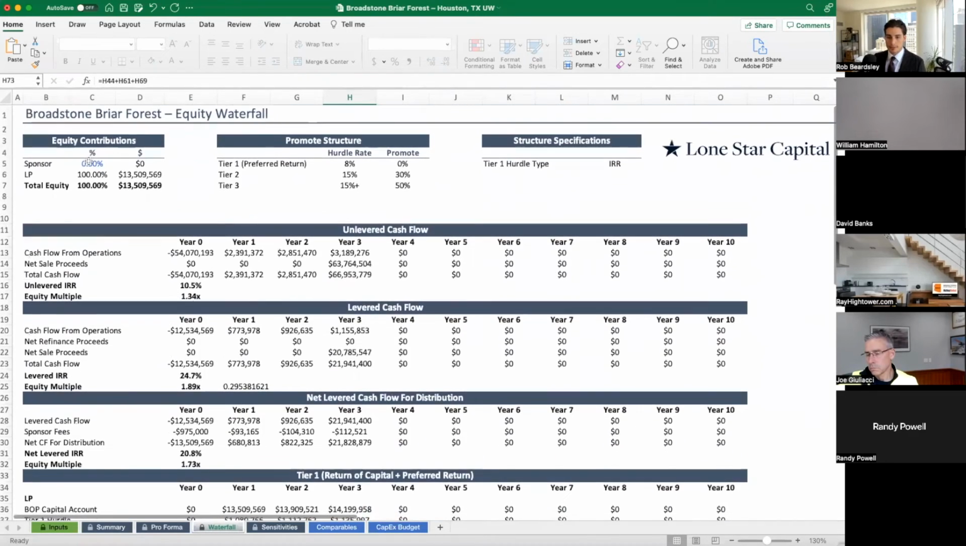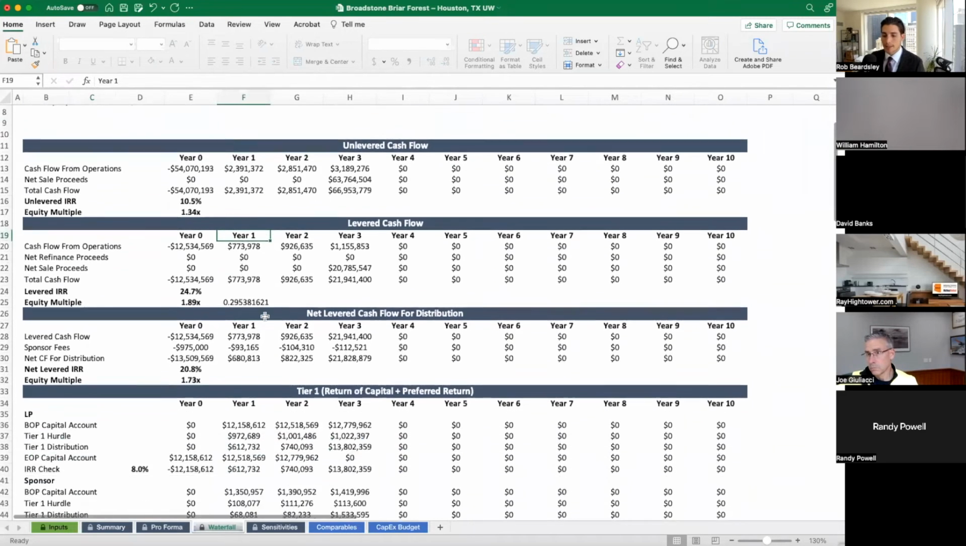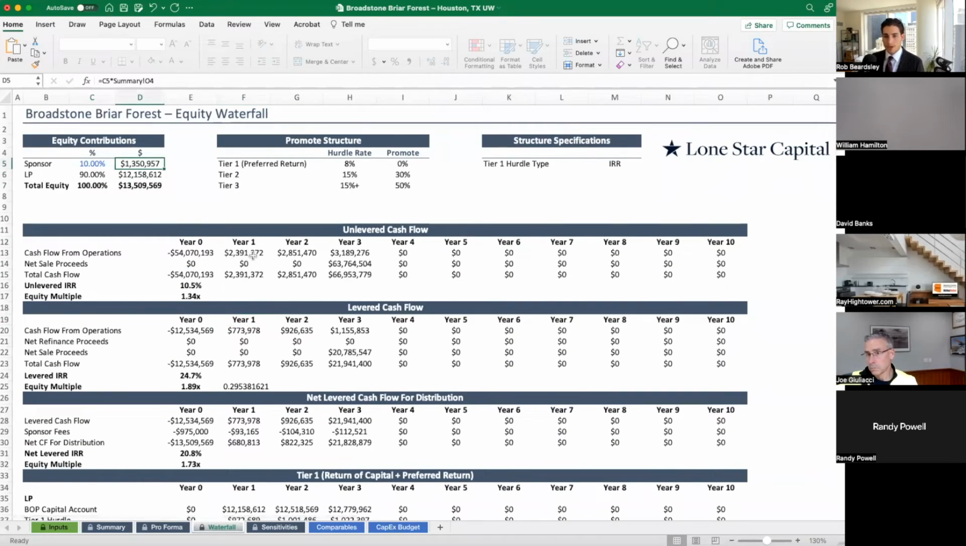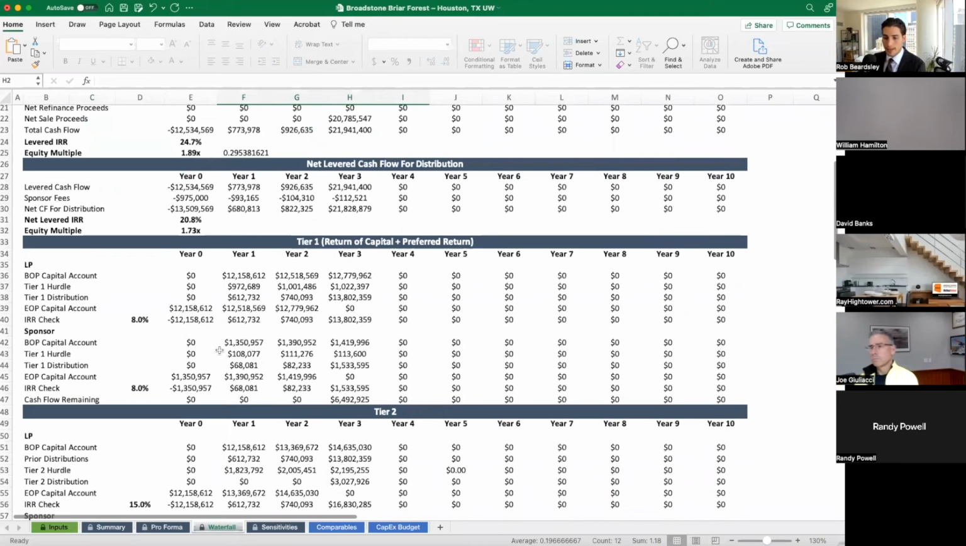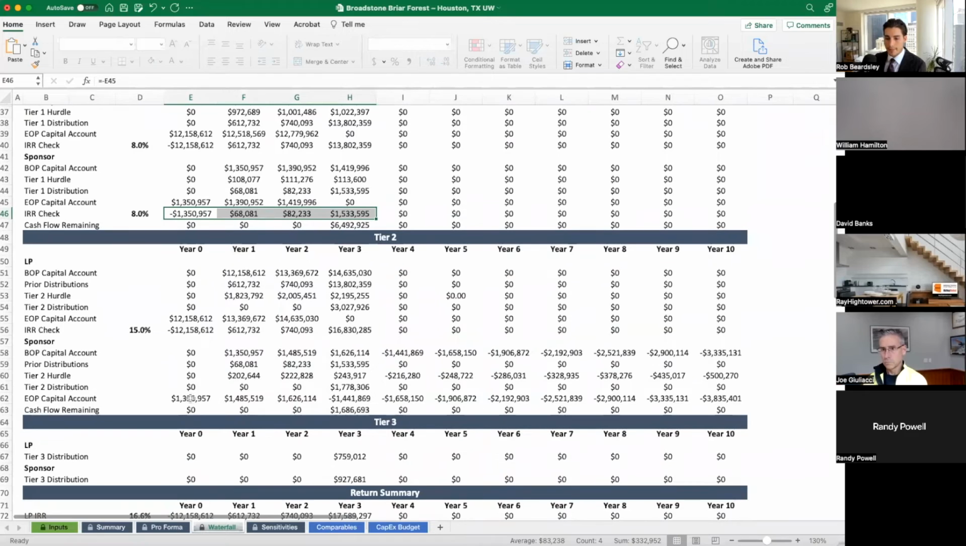And if they put 10% of the equity in the deal, as is fairly common, that 10% sponsor equity contribution of 1.35 million is going to be treated just as the LP capital is treated. It's going to follow this same structure. And you can see that here. The sponsor gets their 8% pref in tier 1, and the sponsor effectively pays a promote, which then comes back to them in tier 2.